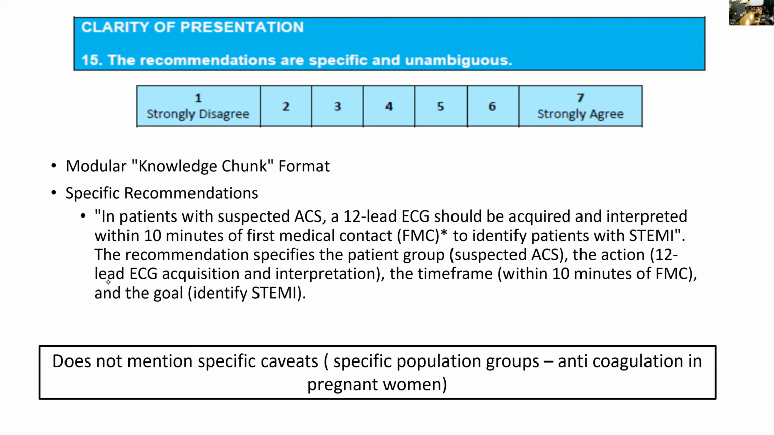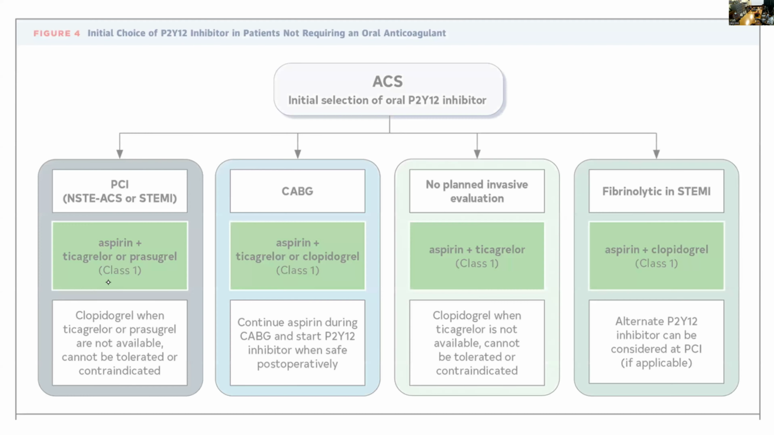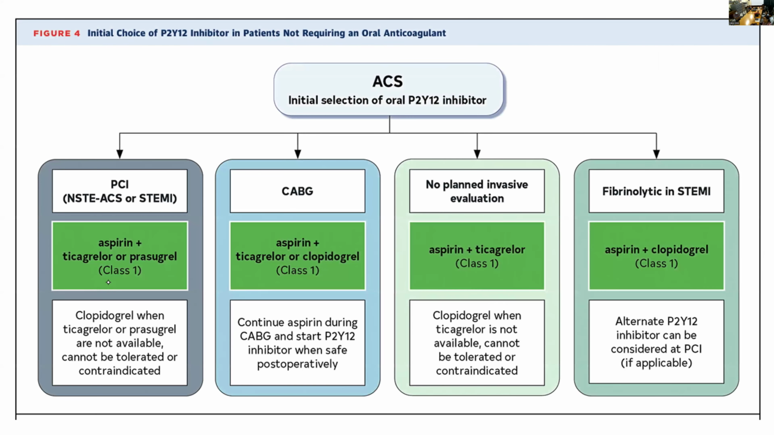The only problem I had is that it does not mention specific caveats, like specific population groups. There was a section on anticoagulation. So let's say we have pregnant women with anticoagulation. Would we do it any differently from other people? So I've given them the 6. This is just an example to show that the way it was presented is quite clear. It's the same thing that I had shown in the beginning.